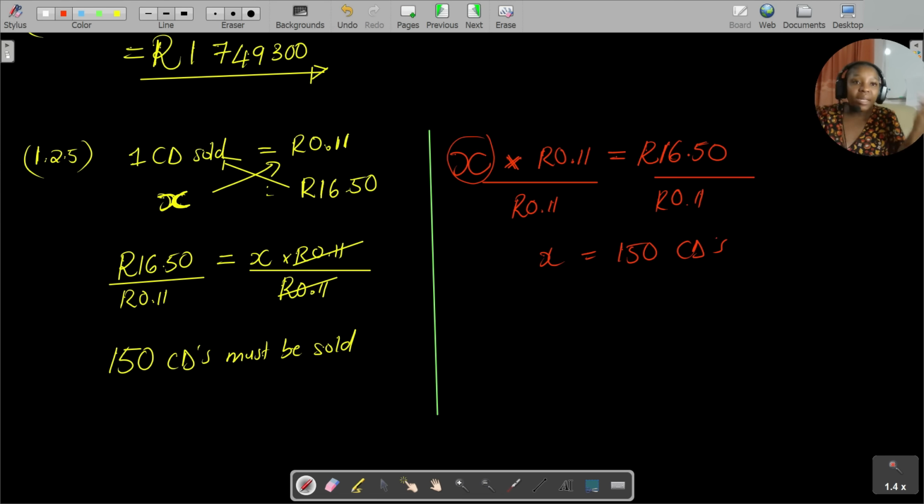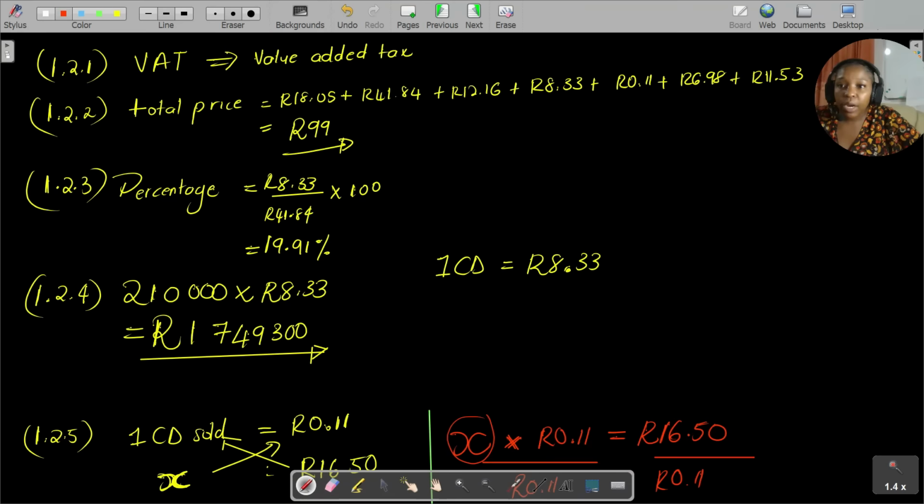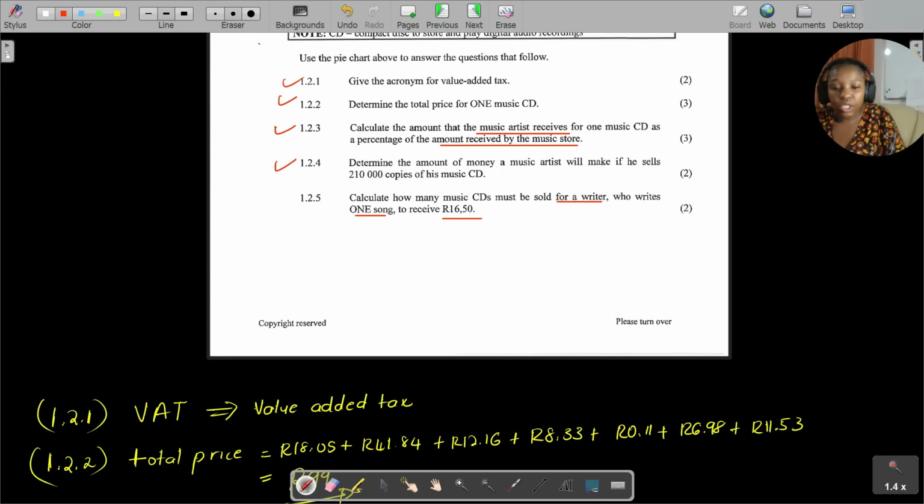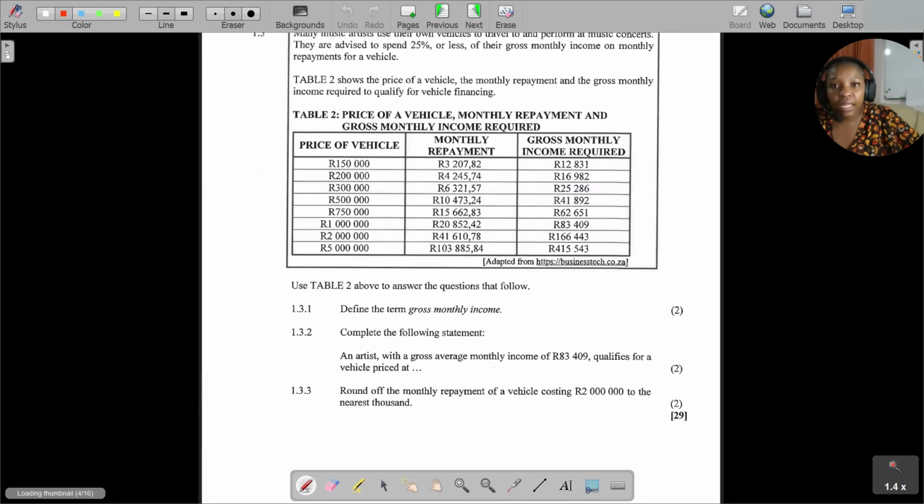So you can just write the unknown x under what we're trying to look for, or you can do it the other way. It just depends on how your brain works. We're done with question 1.2.5. We found that it's supposed to be 150 CDs. Let's have a look at the next question.